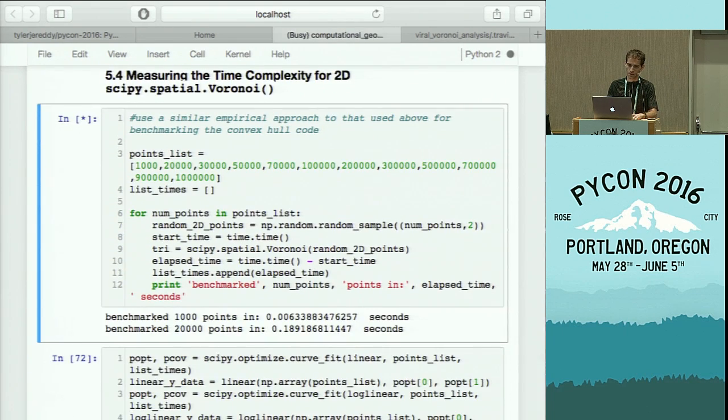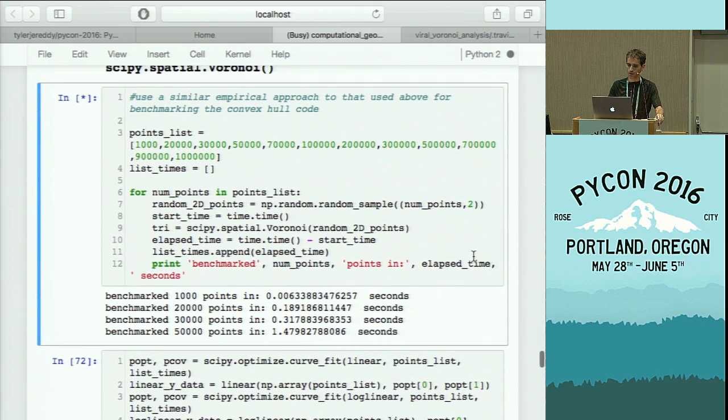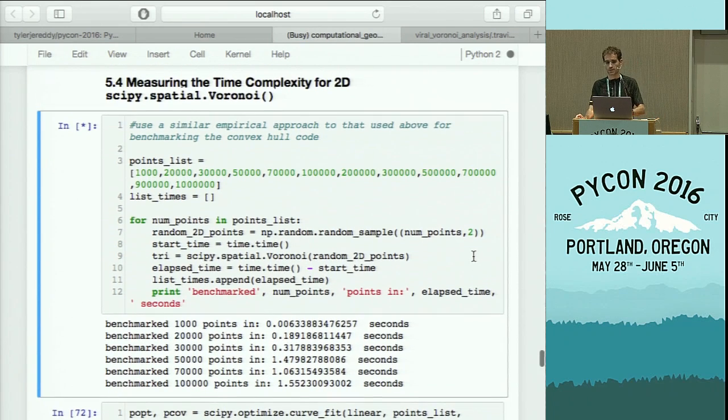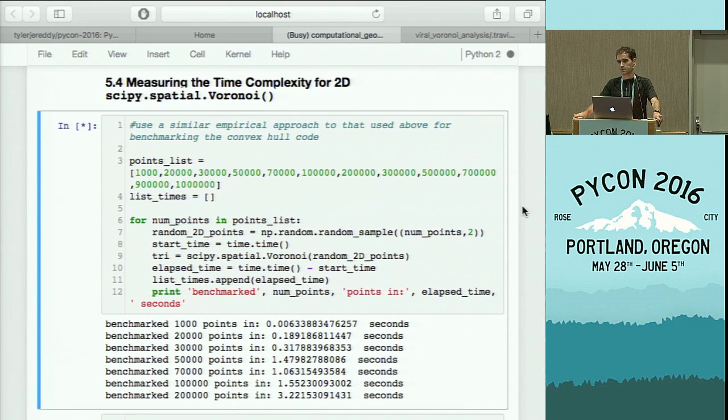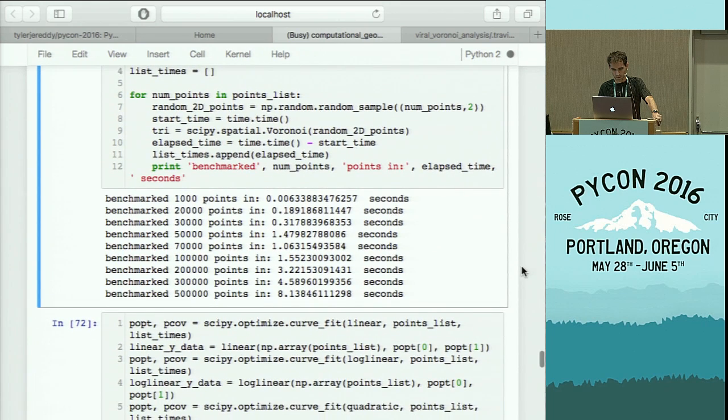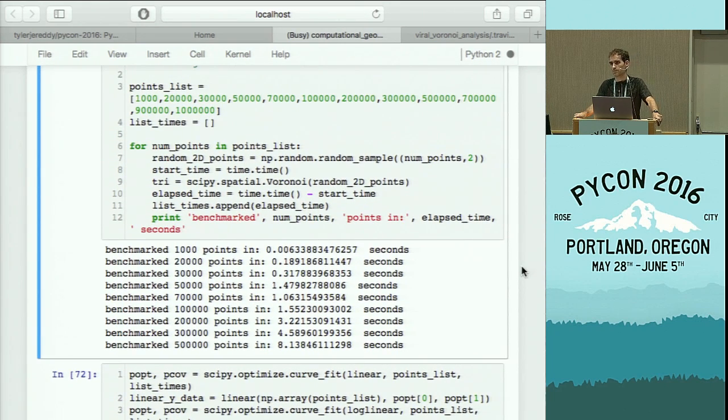I'll run it. It might take a few seconds on the larger data sets. Once again, what's going on under the hood is that scipy.spatial is calling Qhull. Pretty much all of the fundamental computational geometry algorithms are basically just calling Qhull under the hood. On your machine it's almost certainly going to take a different amount of time, but the growth curve, the big O notation of the time complexity, should follow the same pattern.